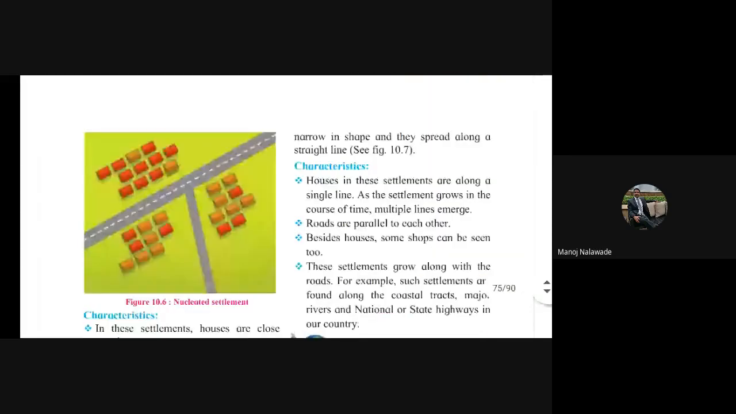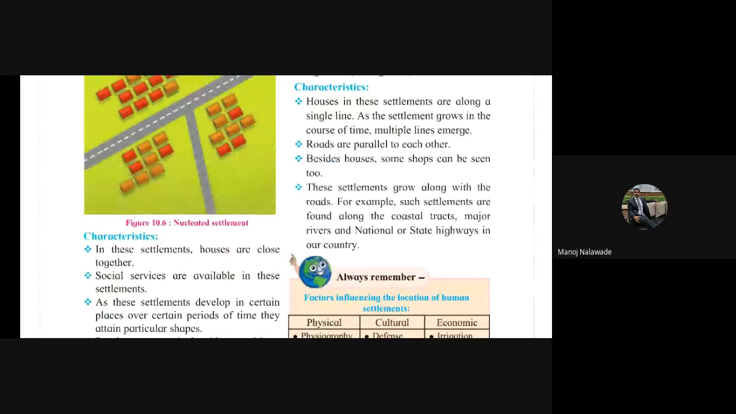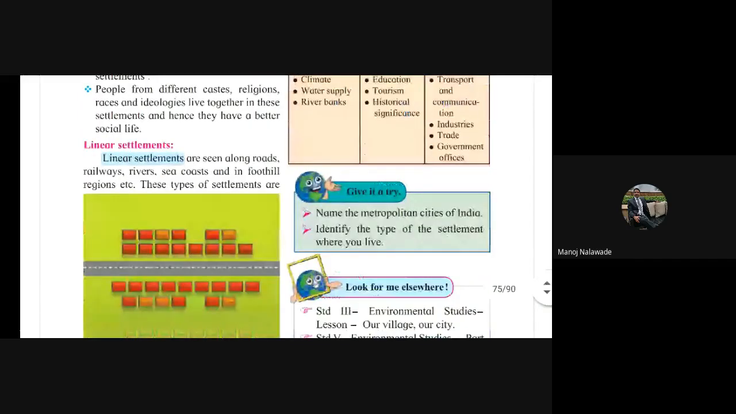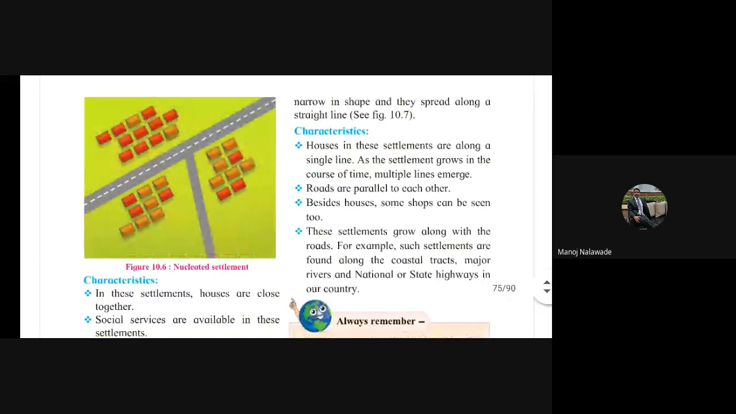What are the characteristics of it? Houses in these settlements are along a single line. So what is the single line here? Road is the single line here, and settlements are along this single line. If you take the example of a railway line, then that single line is the railway line. If you take the example of a sea coast, then the coastal area is nothing but the straight line.